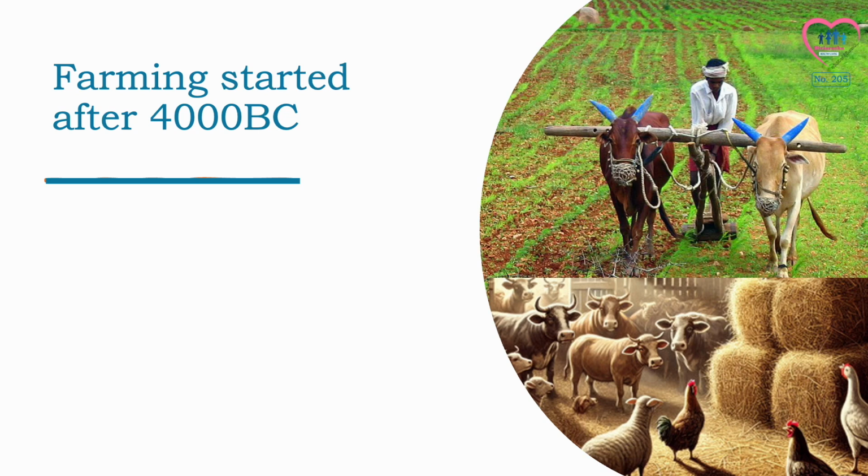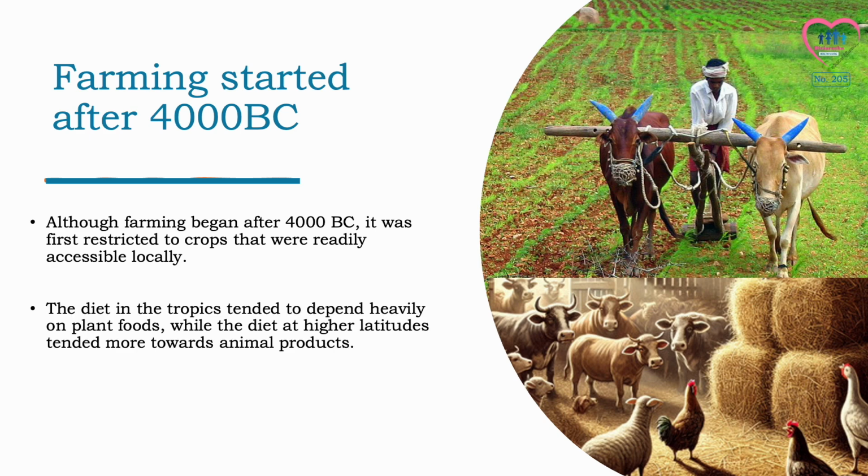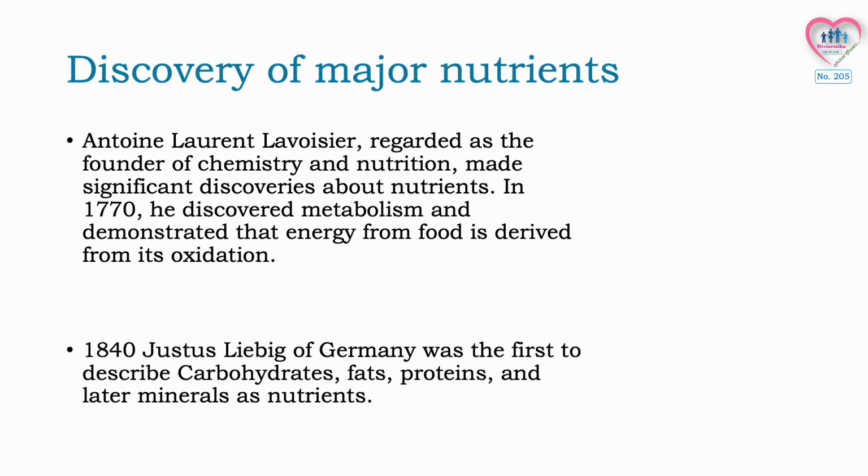Although farming began after 4000 BC, it was first restricted to crops that were readily accessible locally. The diet in the tropics tended to depend heavily on plant foods, while the diet at higher latitudes tended more towards animal products. The choice was taste, not nutrition. Discovery of nutrients was observed during the 16th and 17th centuries.